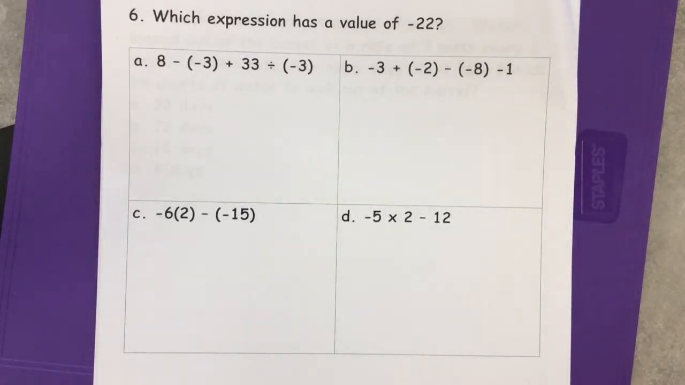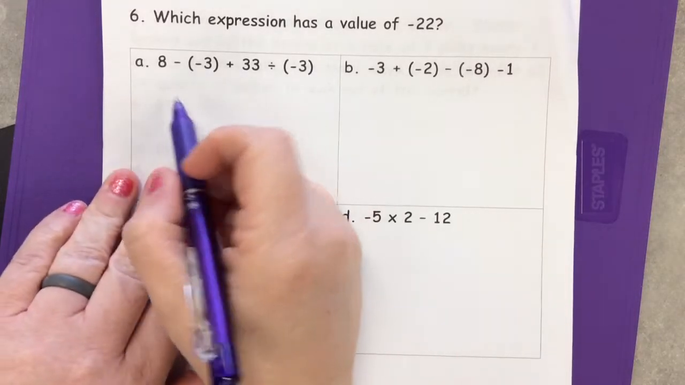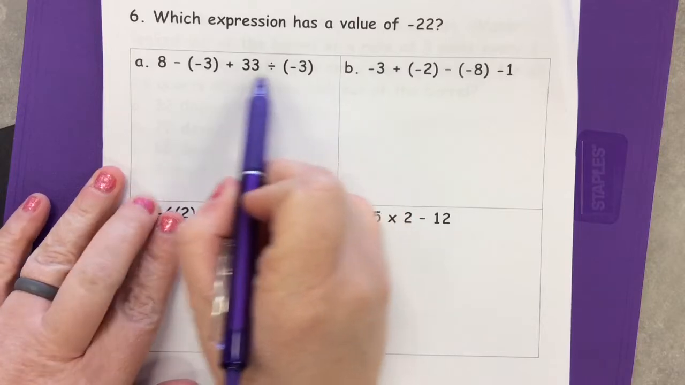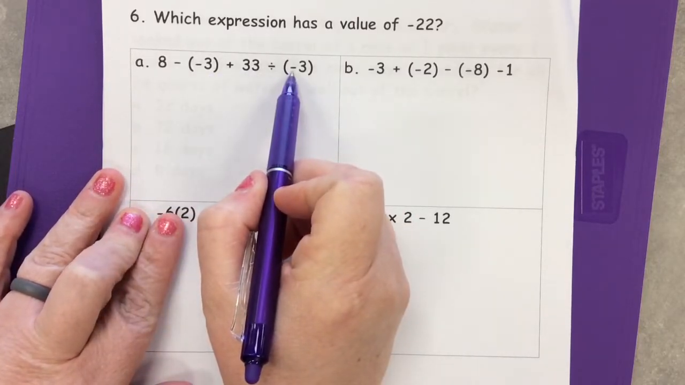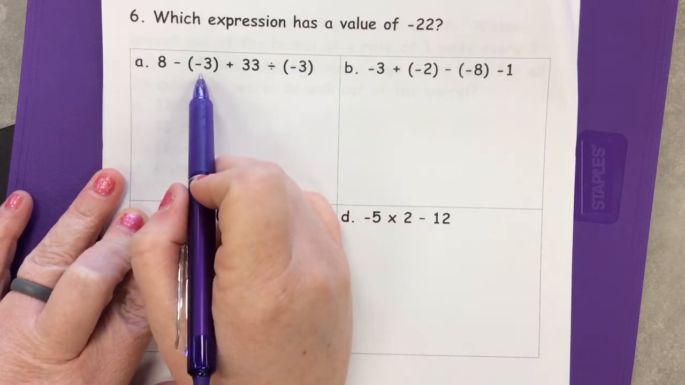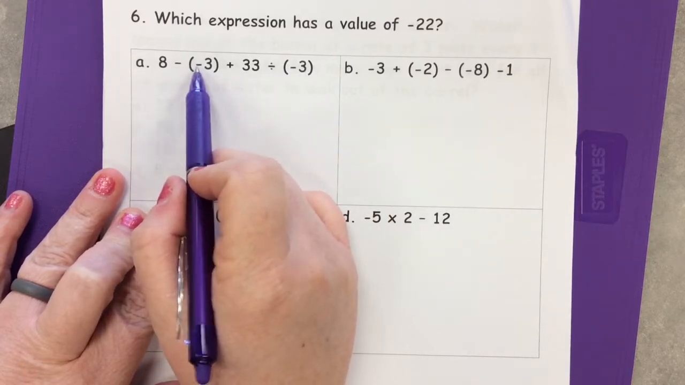Okay, so which expression has a value of negative 22? This one's interesting because we're going to have to use our order of operations in 4 different problems, okay? 4 different problems here. So we start with this one. All of my parentheses, there's no steps inside there. It is just a number with a negative inside of it, okay?